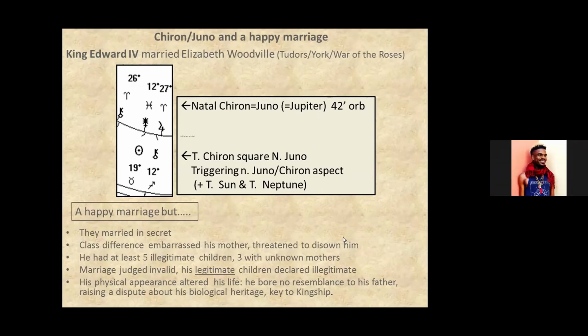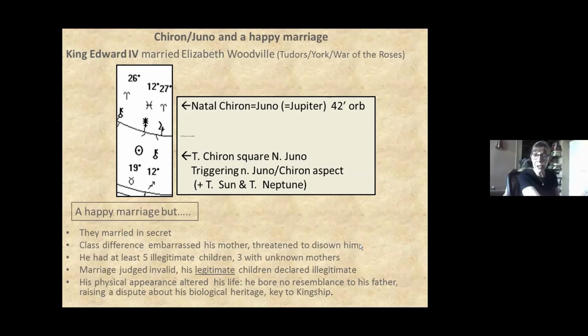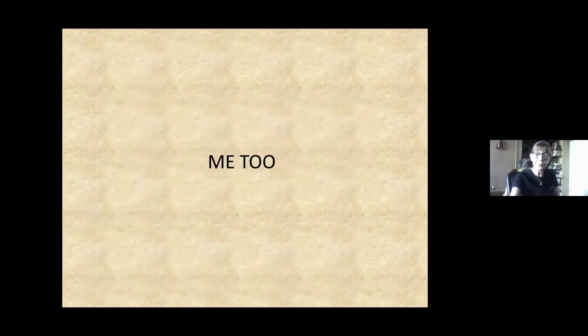They had a class difference that embarrassed his mother, and she threatened to disown him. He had, and this is a happy marriage, 5 illegitimate kids outside of his marriage. For 3 of them, nobody knows who their mothers were. His legal marriage was judged invalid, and his legitimate children were declared illegitimate. And so you get the idea. Even a positive Juno Chiron situation can have wrinkles.